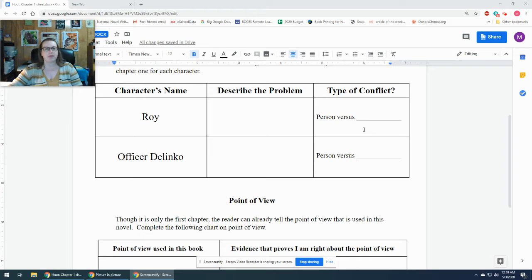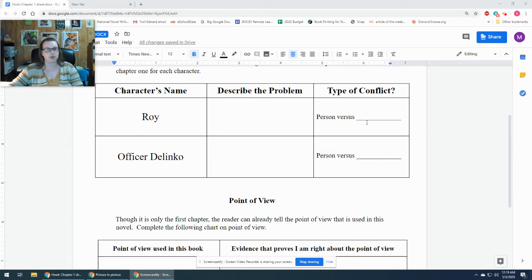Remember our 5 main types of conflict. We have person versus self, person versus person, person versus nature, person versus society, and person versus the supernatural, or fate, as we've called it in the past. So which one is most appropriate for this? The person on this side is Roy, and what is he facing? What is he fighting against?